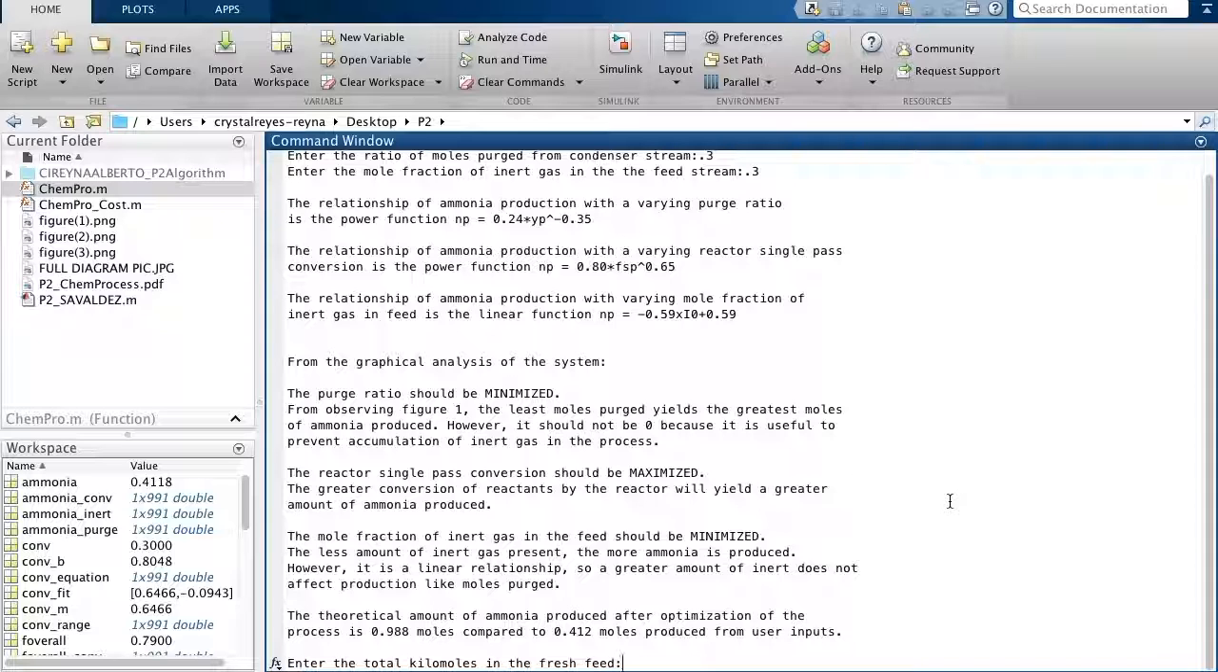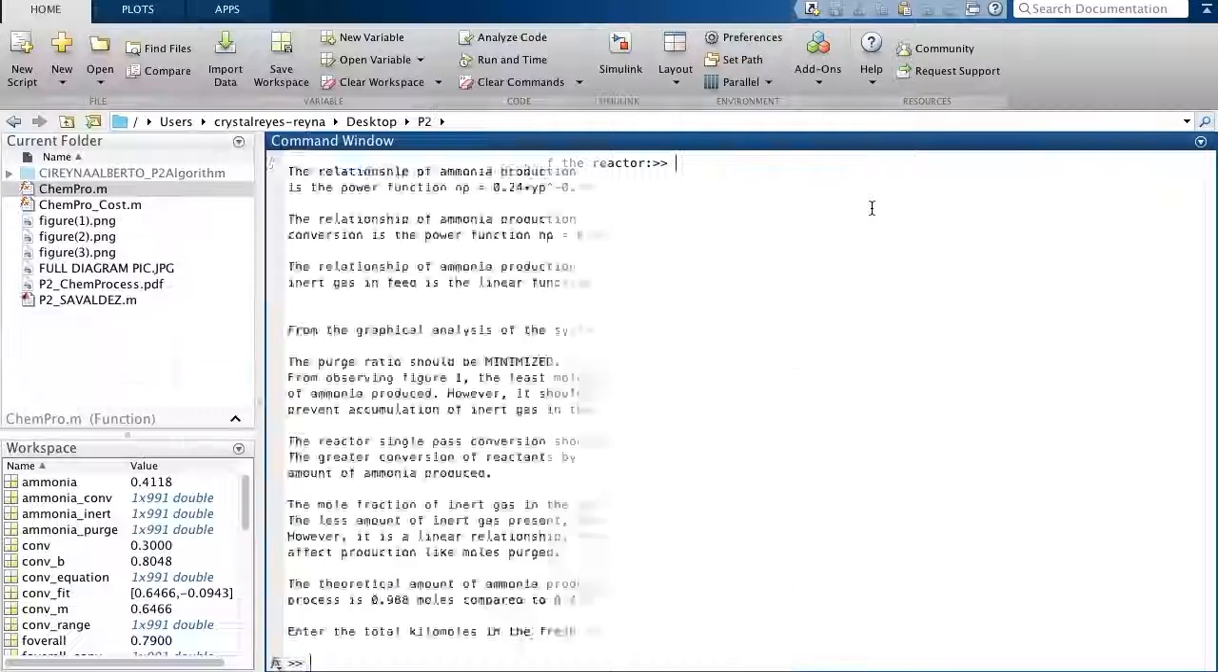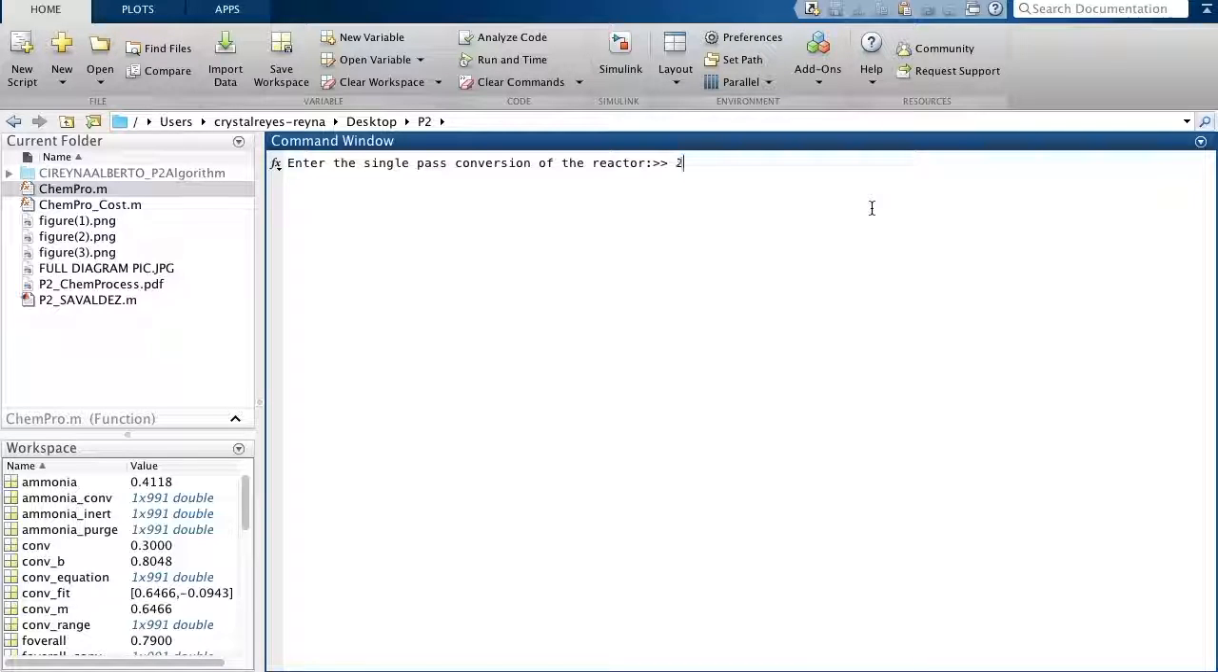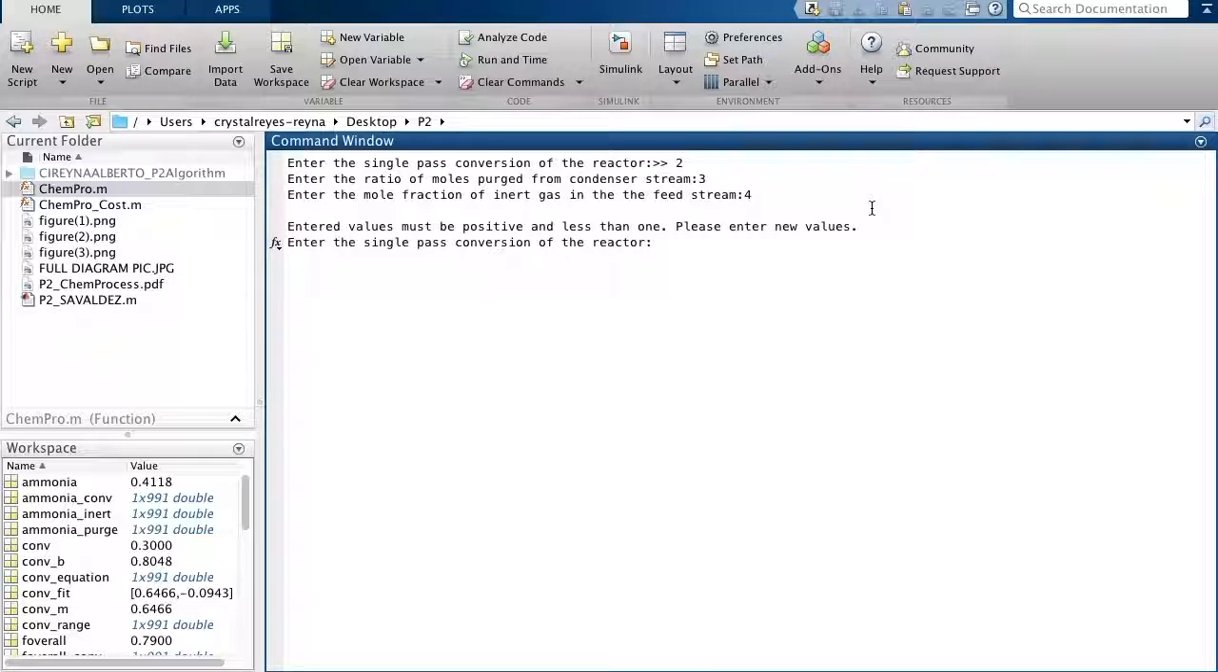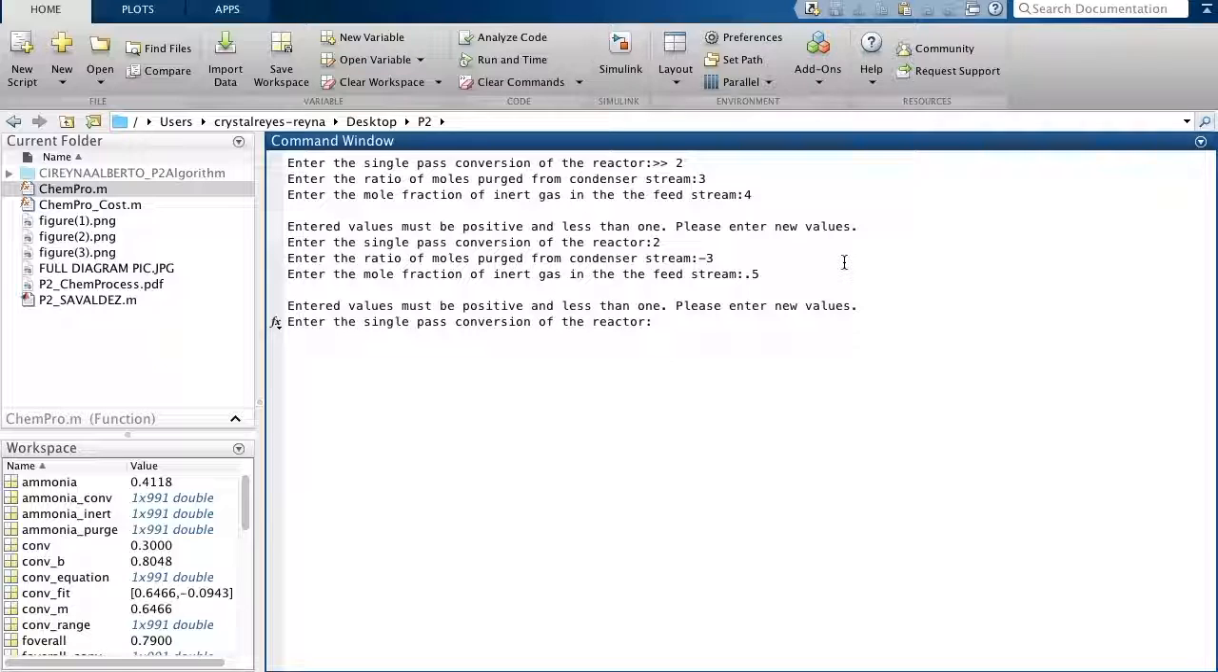Let's go ahead and kill, and let's run it again. Enter the single pass conversion. If we try to put 2, let's say 3 and 4. Again, it says entered values must be positive and less than 1. Please enter new values. So this is part of our checks and balances that we did into our code, into our loop. It will keep asking the user for inputs as long as they get it wrong. Again, they must be positive and less than 1.